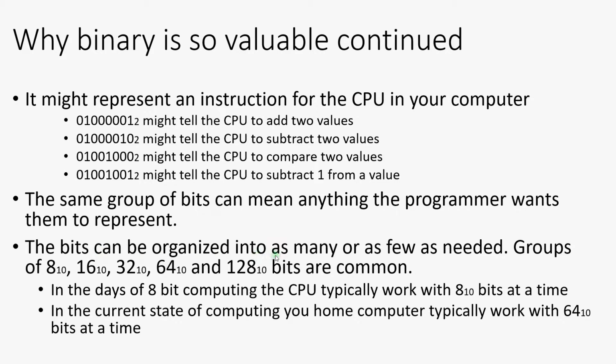They can be organized into as many or few as needed. Groups of 8, 16, 32, 64, and 128 are really common groups of bits. When you hear somebody talk about vintage computing and 8-bit computing, that typically meant the computer worked with 8 bits. This width right here. In our modern era, most of us have 64-bit computers at home. So there's 8 groups of 8 bits. So this is a very wide series of 1s and 0s. That is the number of bits the CPU fetches from memory, writes to memory at a time. Again, whatever width of bits we need to do the work is what we do.